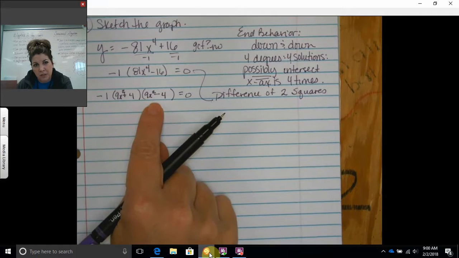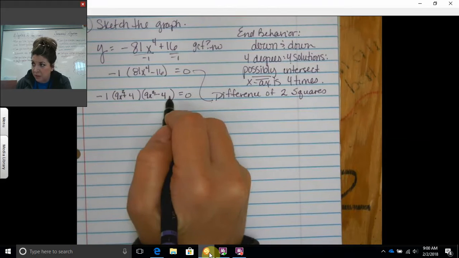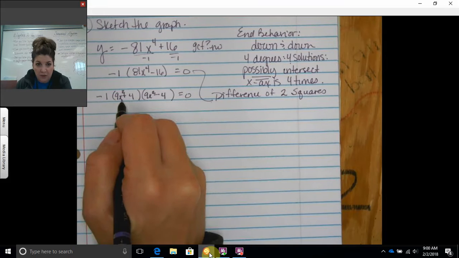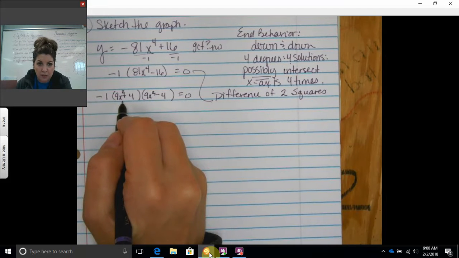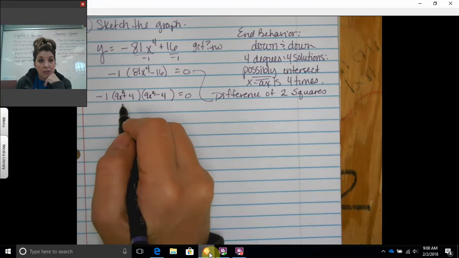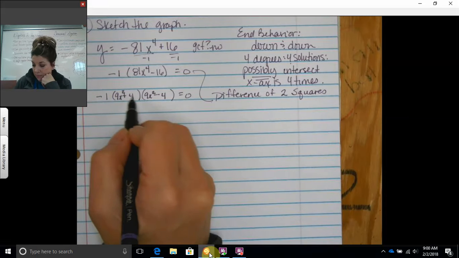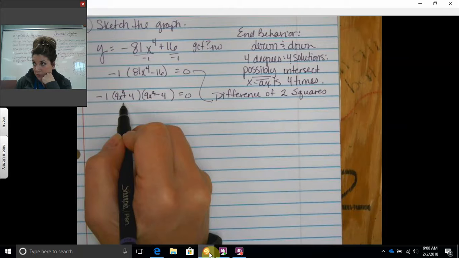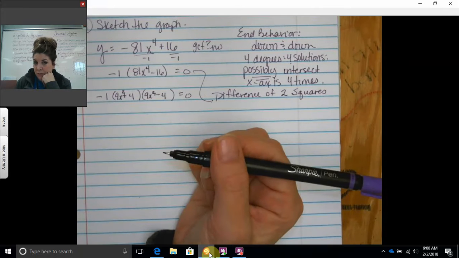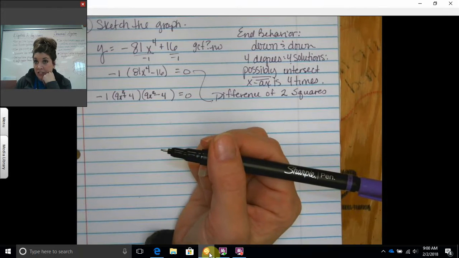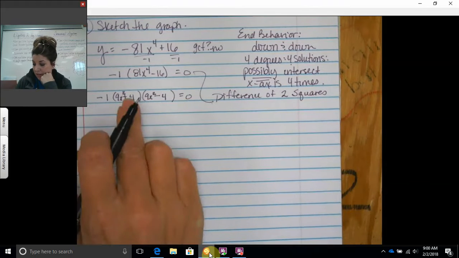9x squared minus 4, can that be factored further? Yeah, it can. Isn't it a perfect square minus a perfect square? Yeah. Can we factor 9x squared plus 4 further? No, that's not a difference of two squares because there's a plus sign. So if it was factorable, you would need to do the t-chart. And a times c is 36, b is 0. Are there two numbers you could multiply together to get positive 36 and add to get 0? No, so we can't factor that.